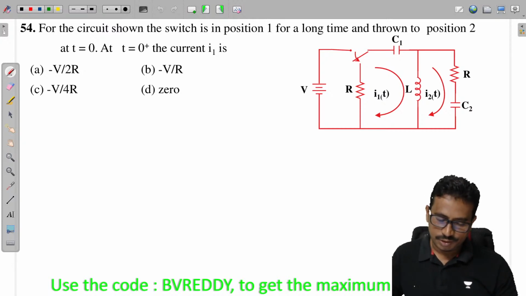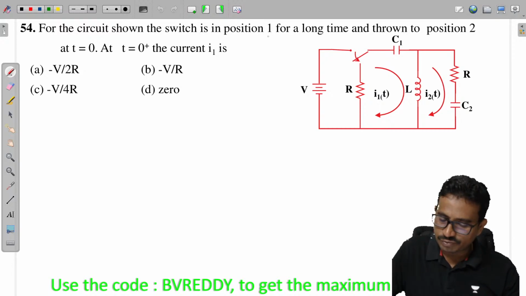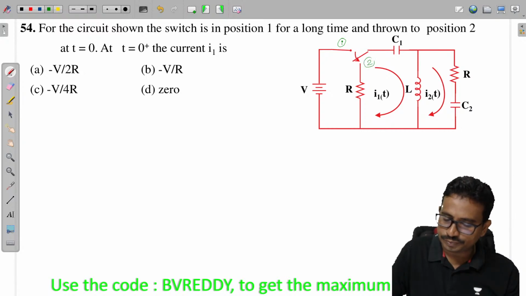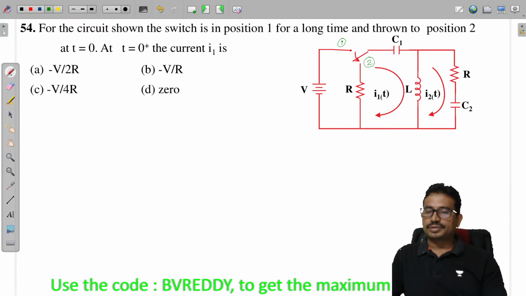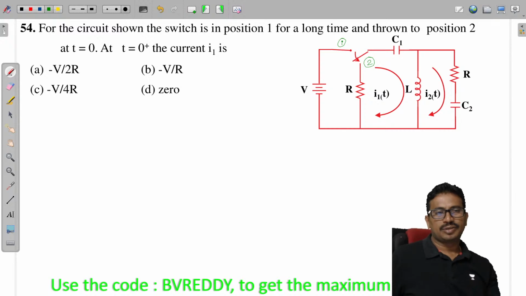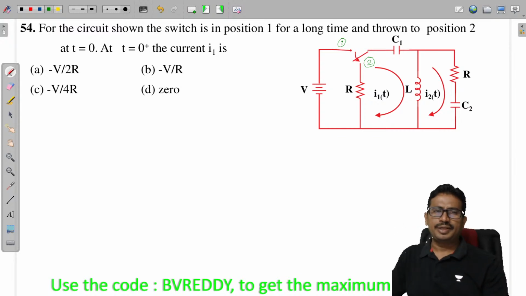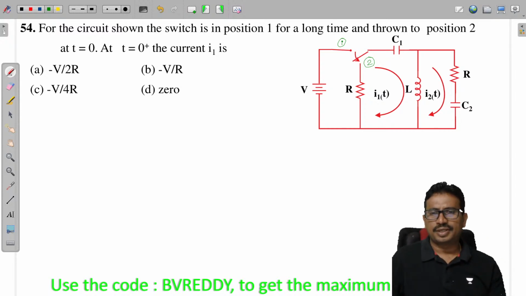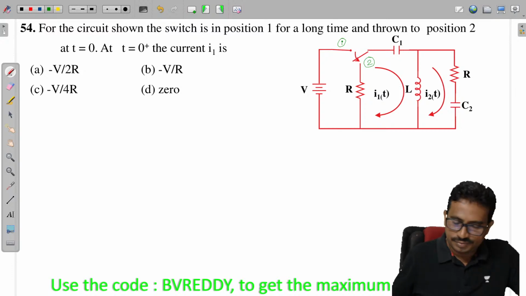For the circuit shown, the switch is in position 1 for a long time. This is position 1 and this is position 2. It is thrown to position 2 at t is equal to 0. At t is equal to 0 plus, the current I1 is.